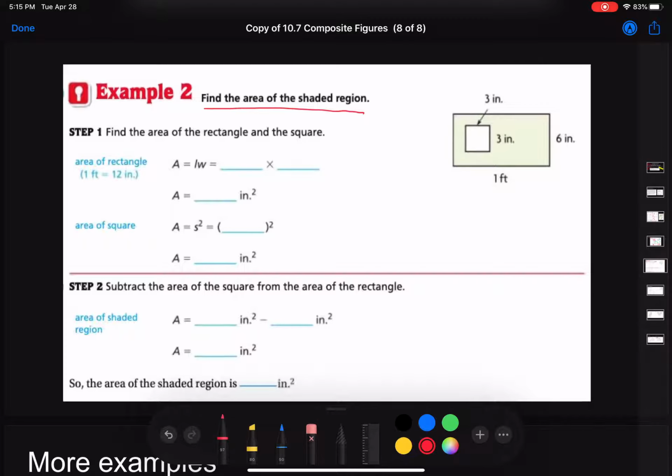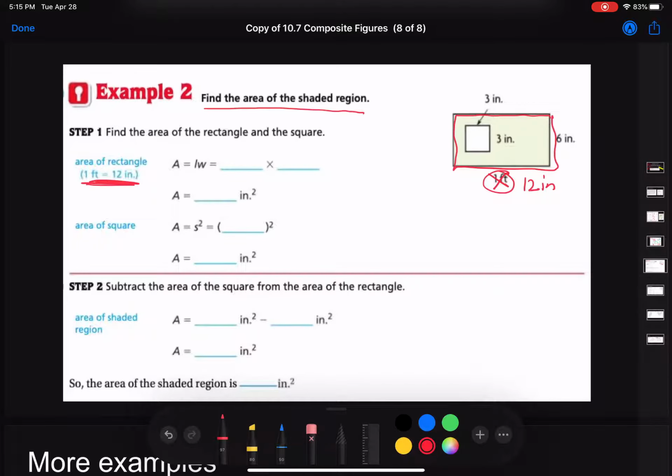As you're going through, everything's in inches except for this one. So if you're not paying attention, you might miss this right here. It says 1 foot equals 12 inches. So you're actually going to get rid of that, and you're going to put 12 inches.